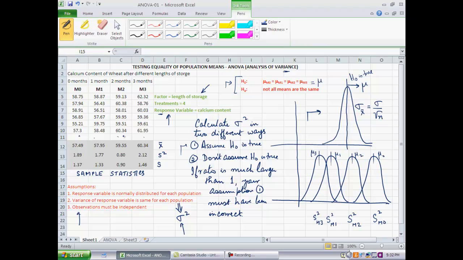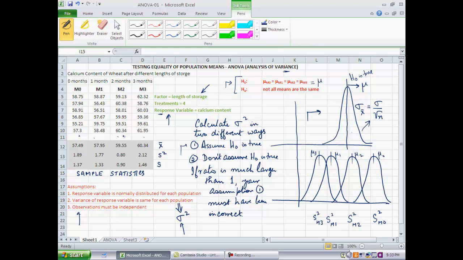Why am I allowed to do that? Simply because the assumption with H0 is that all 4 populations have the same mean. So the 4 samples that I just extracted are 4 samples from the same population. So if I take the standard deviation of 57.49, 57.95, 59.55 and 60.34, that standard deviation would be given by this expression, sigma divided by square root of n.